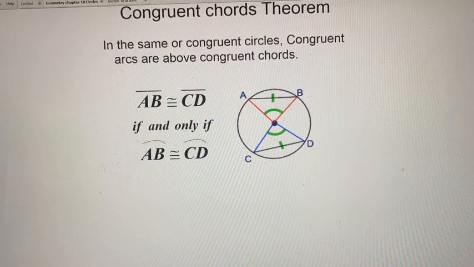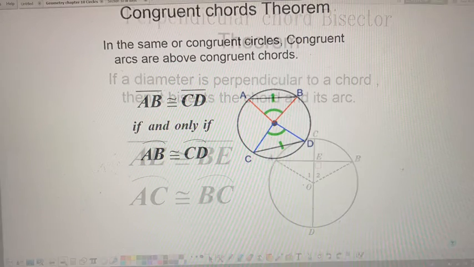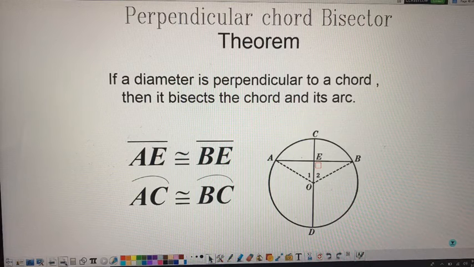Let's look at this theorem. Congruent chords theorem: in the same or congruent circles, congruent arcs have congruent chords. Perpendicular chord bisector theorem: if a diameter is perpendicular to a chord, then it bisects the chord and its arc.